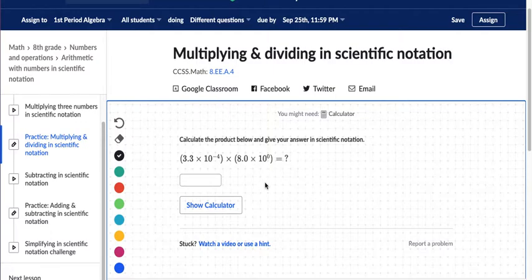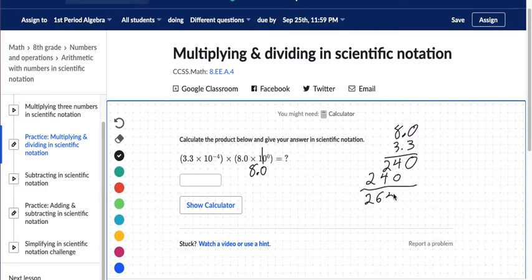Okay, so just to simplify this right off the bat, 10 to the 0, that's a 1. So we're not worried about that. This whole parenthesis just becomes an 8.0. Again, we're going to choose our powers of 10. We're going to multiply those later. And we're going to do 8.0 times 3.3. And 3 times 0 is 0. 3 times 8 is 24. 3 times 0 is 0. 3 times 8 is 24. And we have 2 decimals, so that's 2640, 26.4. Okay, so we have 26.4.